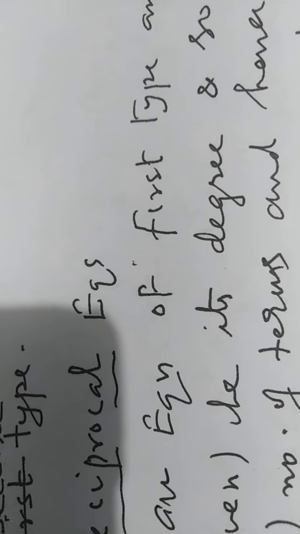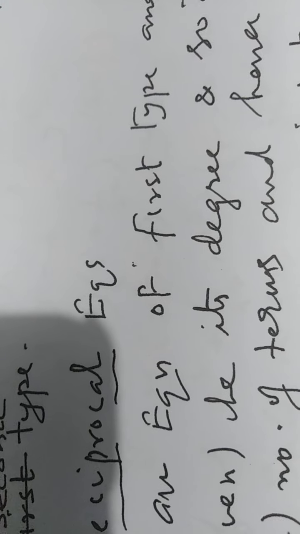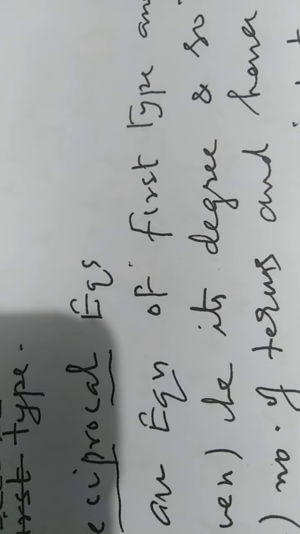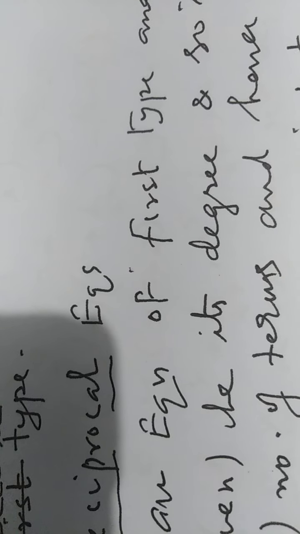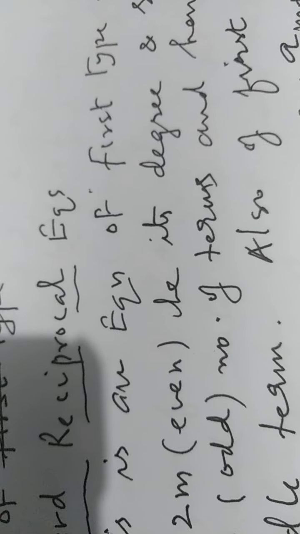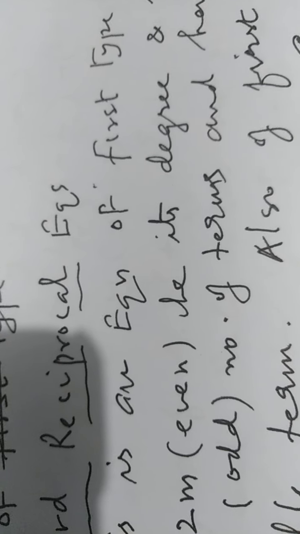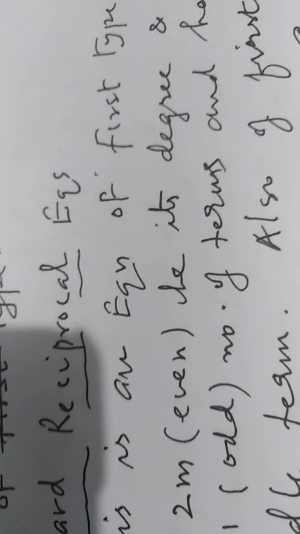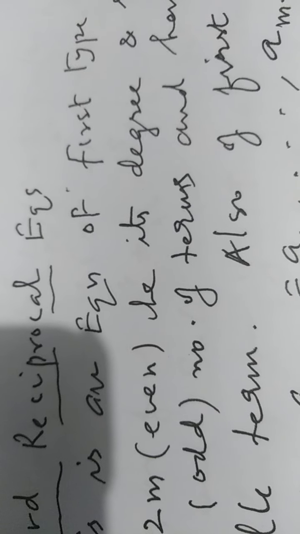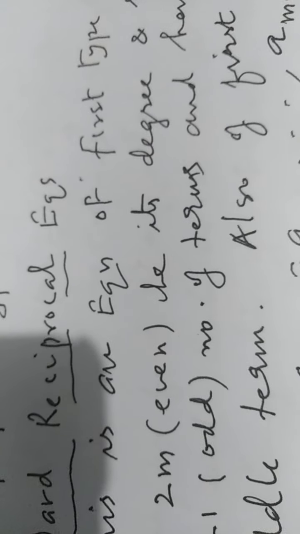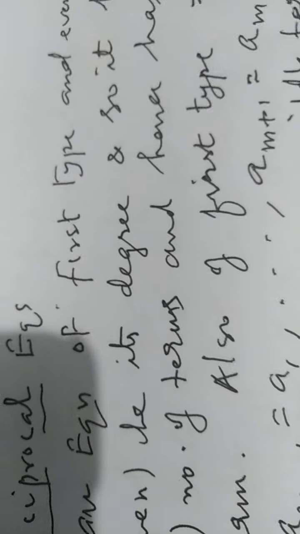So its degree can be taken as 2m because 2m is an even number. Also it has 2m plus 1 terms. Usually an equation of nth degree has n plus 1 terms. Therefore it has 2m plus 1 number of terms, and 2m plus 1 is an odd number, that is, an odd number of terms. So it has a middle term.